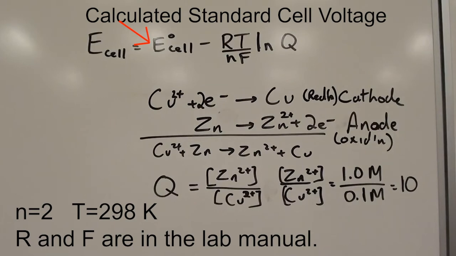So when we're looking at the Nernst equation, the E naught cell is going to be that calculated standard cell voltage that you got earlier. And then you've got your n value, which is going to be the number of electrons transferred in the balanced equation. Now what we're looking at here is the zinc giving up 2 electrons and then the Cu2+ accepting 2 electrons. So the number of electrons transferred is going to be 2, so n equals 2. The temperature is going to be assumed to be 298 K, and R and F are in the lab manual in the background section.